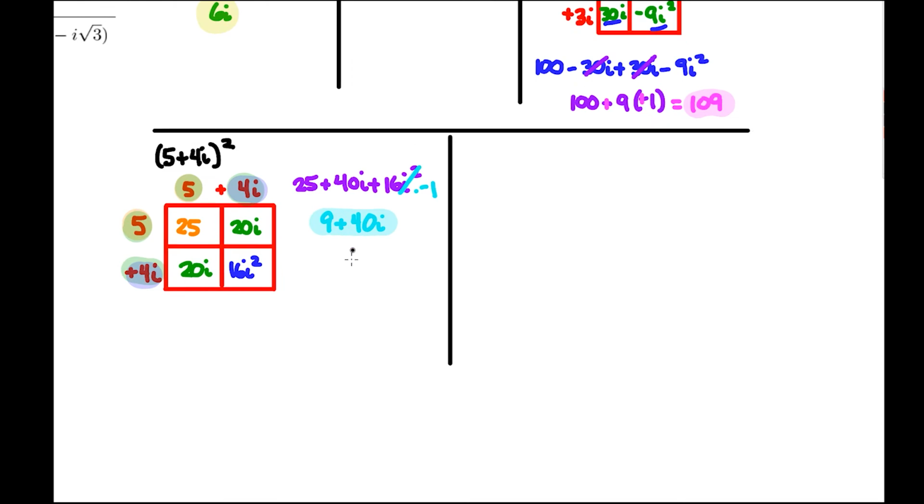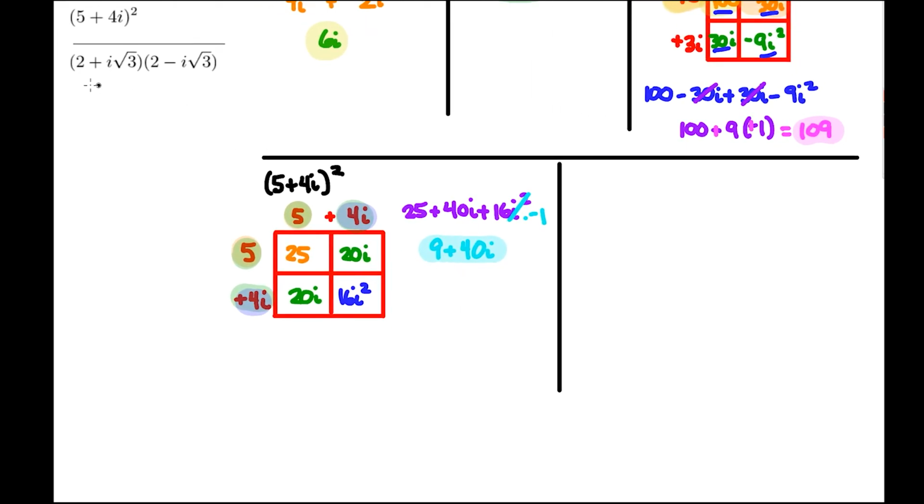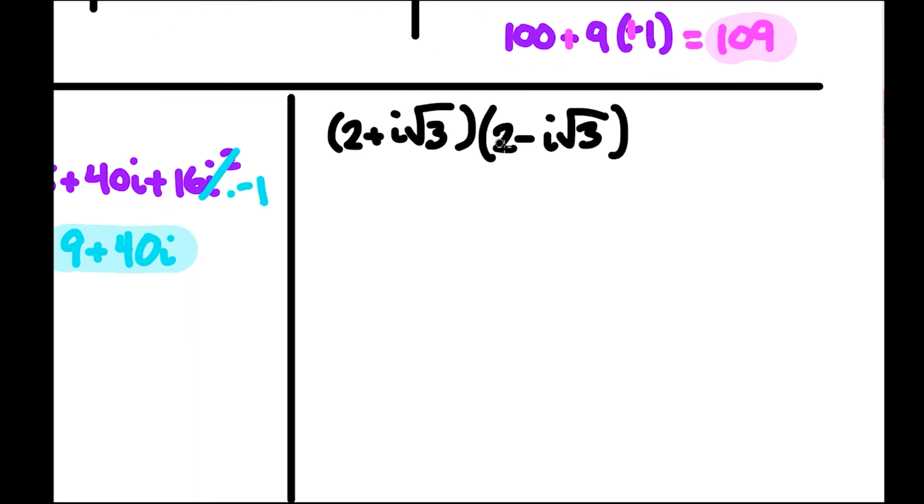All right, looks like we got one more, and it involves some radicals in that complex number. So we're going to do (2 plus i root 3) times (2 minus i root 3). Okay, again, I'm going to use that area model to figure this one out.